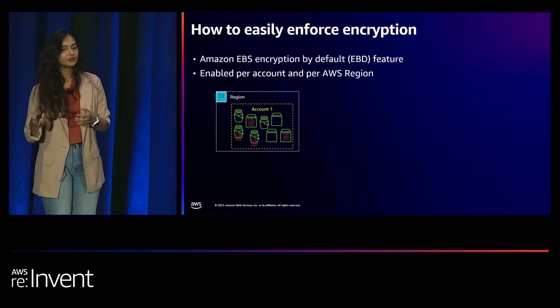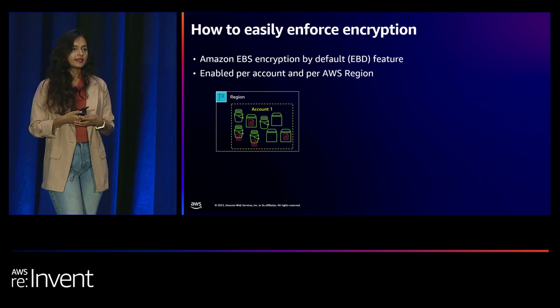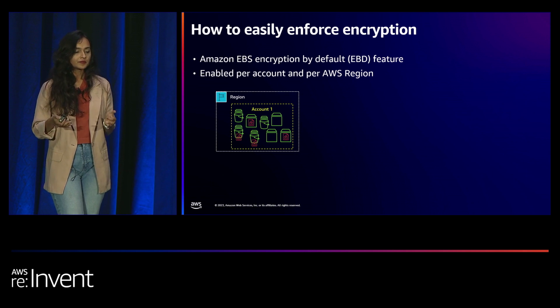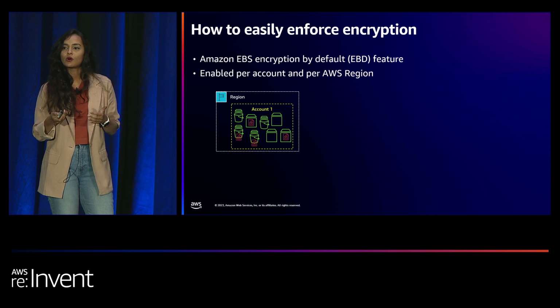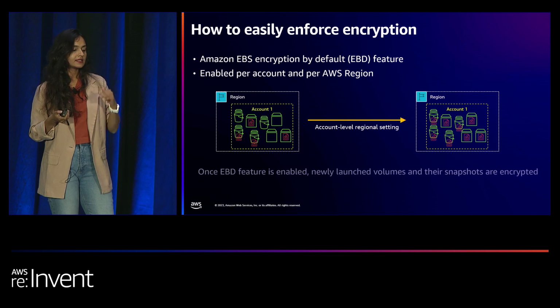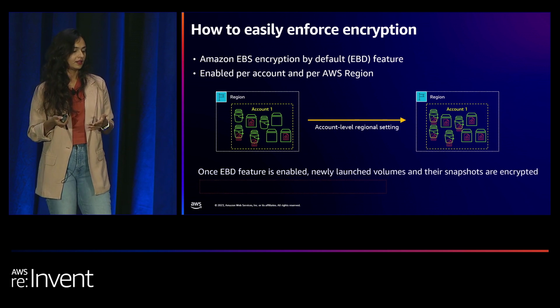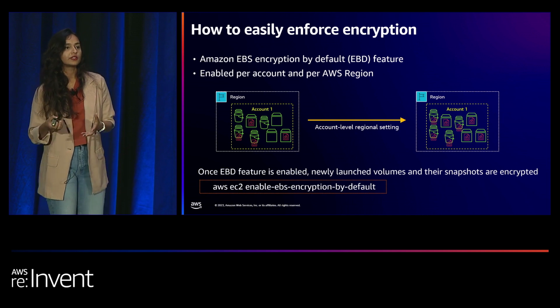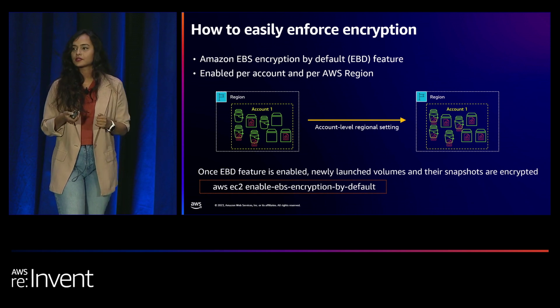We have a very powerful feature available for enforcing encryption in EBS. We call it EBD, or encryption by default. This is an account level setting, and it applies to a singular region. When you enable this feature, all the newly launched volumes will be encrypted by default. And since the newly launched volumes are encrypted, their snapshots will also be encrypted. This is a very easy way to ensure that all the new resources which are created in your account will be encrypted once you enable this feature.